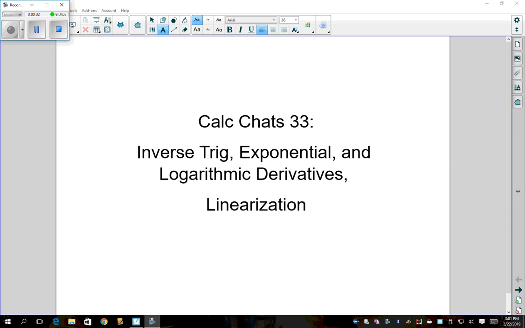Welcome to Calc Chapter 33. Today we're going to be talking about inverse trig, exponential, and logarithmic derivatives, as well as what linearization is and how to use it.